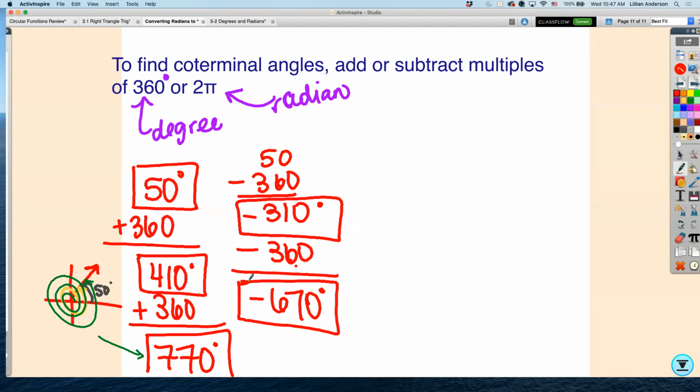Will it always be like the pattern where it's just 100 off? Oh no, that just happened to be the angle I chose. Yeah.